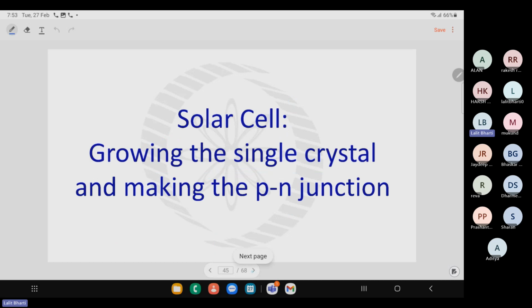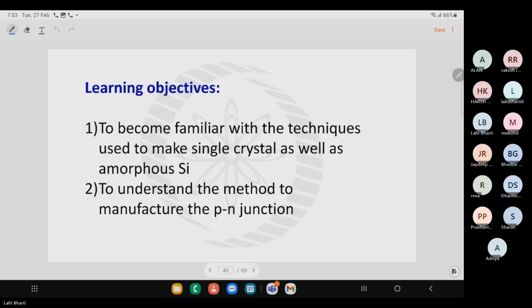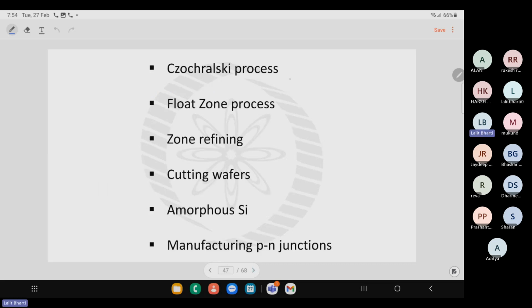Then we are discovering the growing of single crystal silicon and the PN junction from that. This is basically to make you familiar with the techniques, how amorphous silicon and crystalline silicon are made in industries, how these are manufactured and how they prepare the PN junction. So let us see how many techniques are explained in the lectures.